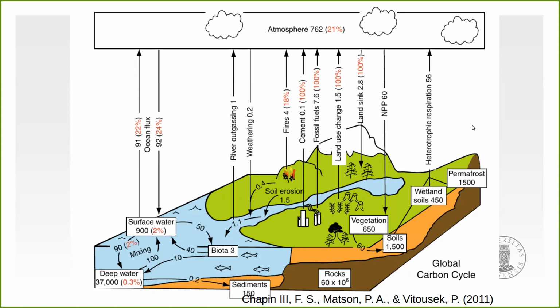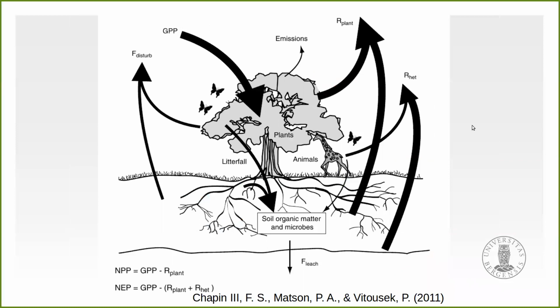So let's look at this in more detail with a typical Norwegian ecosystem, with a massive tree and a giraffe. That's what we have here. The main and only input is gross primary production, which is all the photosynthesis that is happening. Then about half of that is directly going back to the atmosphere as plant respiration. And the other half is the net primary production.